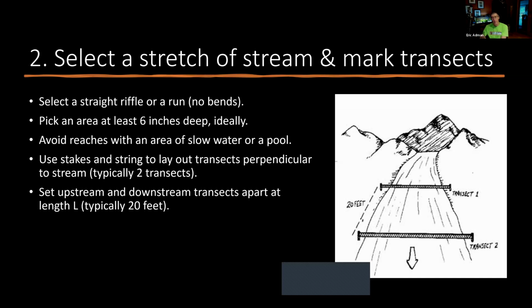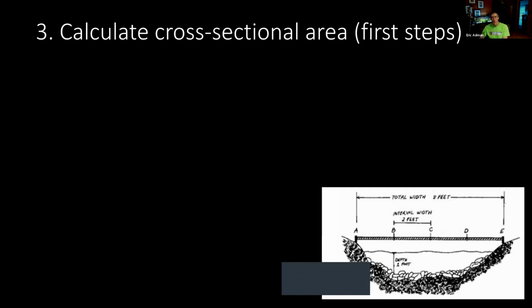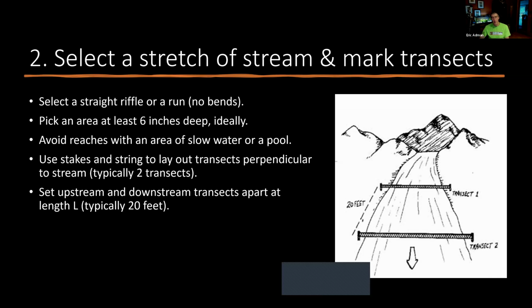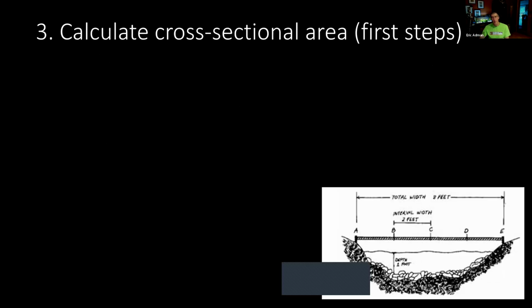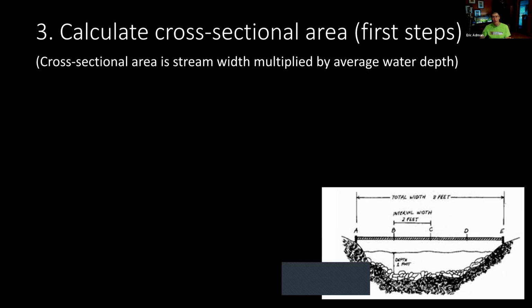You want to ideally make them 20 feet apart, but you can use whatever works. And then you've got your transects and your section of stream. Now what you're going to do is calculate your cross-sectional area. So here's an illustration. I think this is from the Streamkeeper's Field Guide.